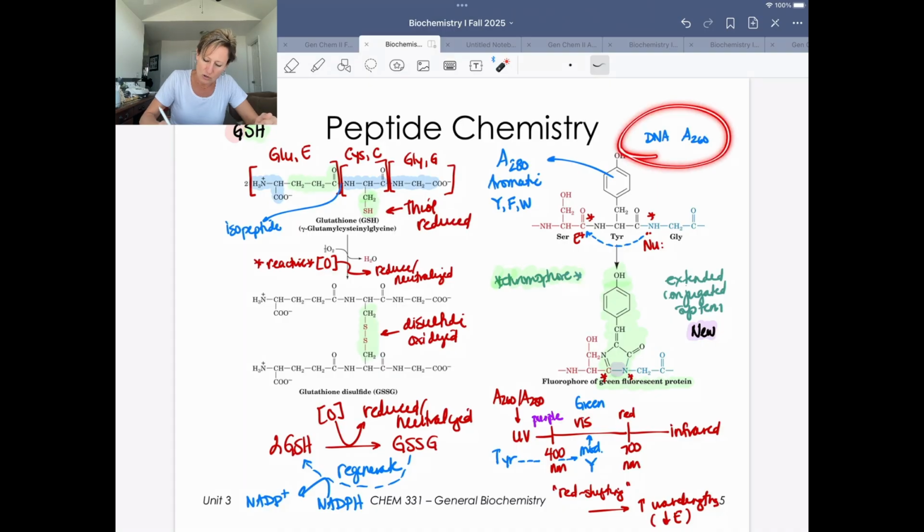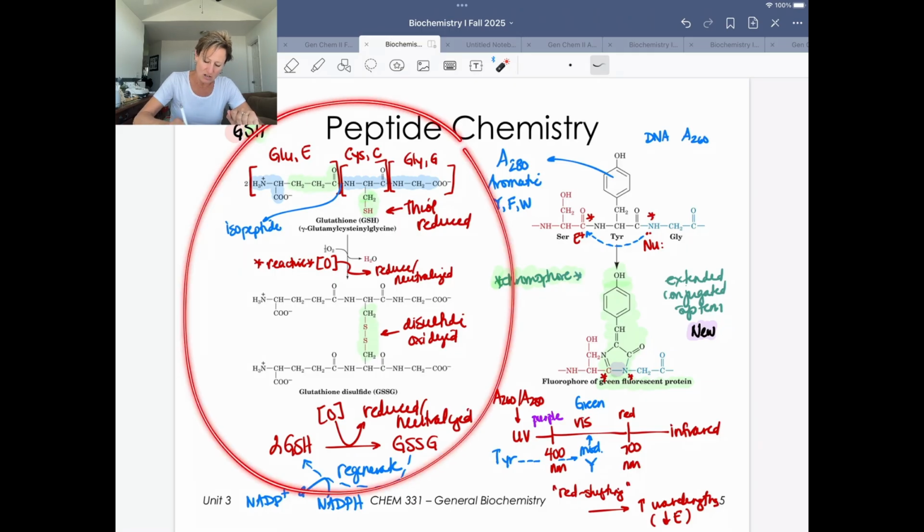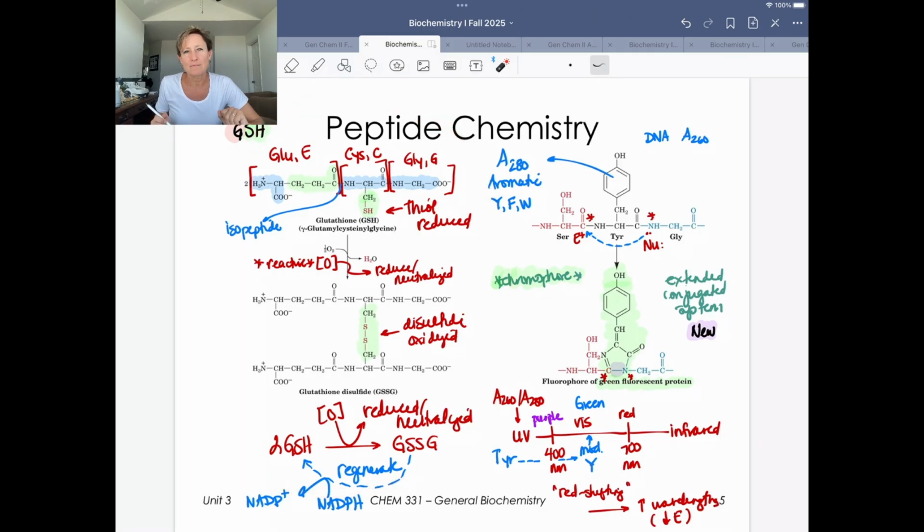I want you to know where we have our absorbance maximum for proteins and for nucleic acids. So lambda max for nucleic acids is 260, and then it's 280 for our proteins. And then a little bit more detail here in terms of the structure that we see of glutathione.